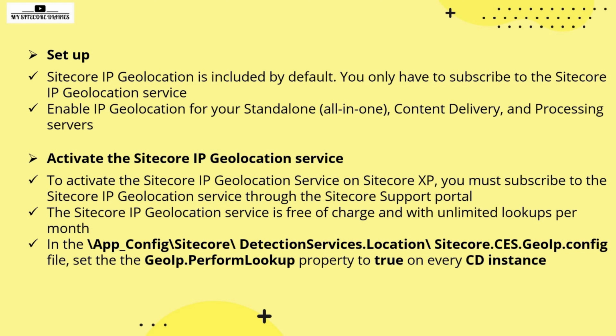Once you activate it, you have to make changes on your CD instance, as I mentioned in the first part. If you are using a standalone content delivery and processing server, then you have to make these changes in the path given here: App_Config/Sitecore/DetectionService/Sitecore.CES.GeoIp.config. In that you will have a property called GeoIp.PerformLookup. You have to make it true to enable the service.